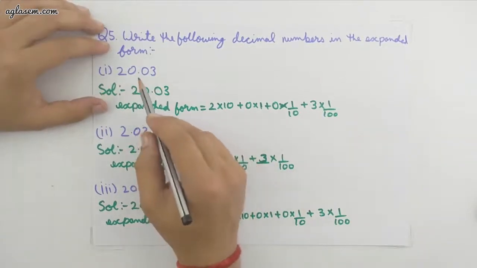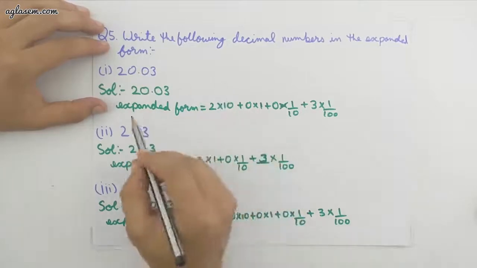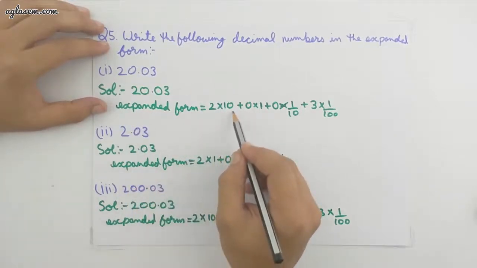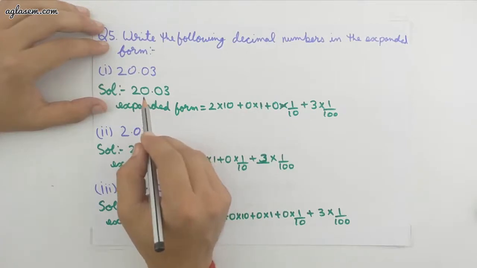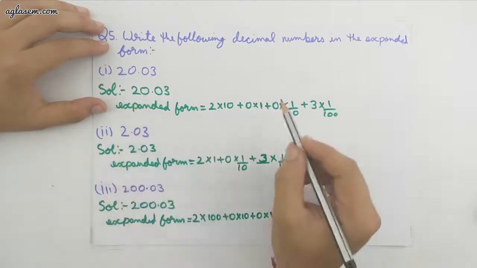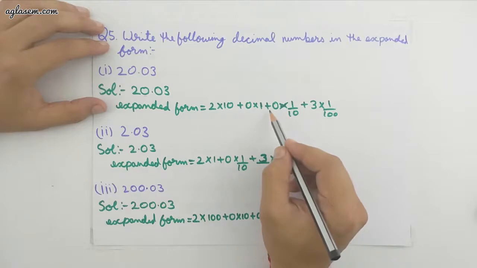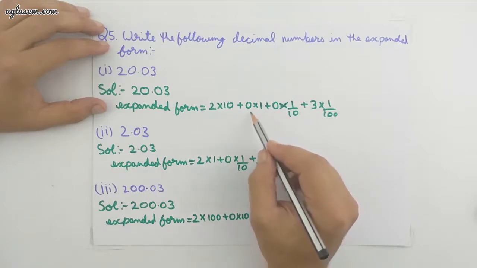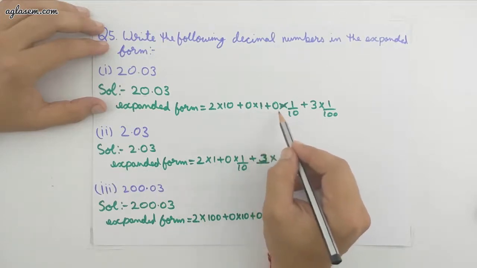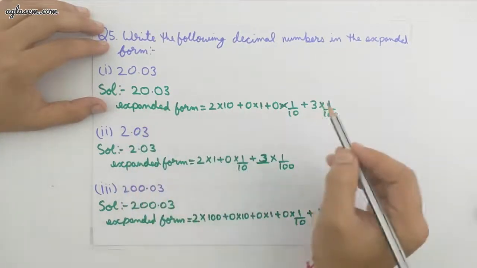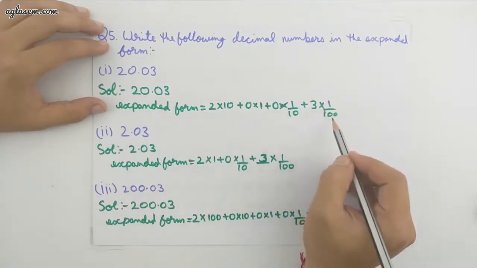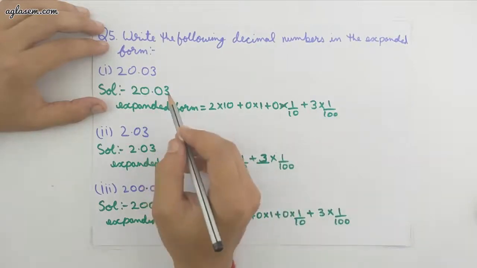First part is 20.03. That means the expanded form is 20 into 10 plus 0 into 1, because the value of 0 is in ones, 2 is in tens, plus 0 into 1 by 10, because 0 is in the tenths place, and 3 into 1 by 100, because it is in the hundredths place.